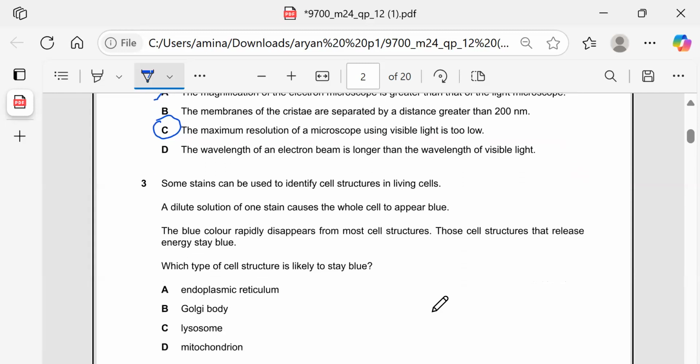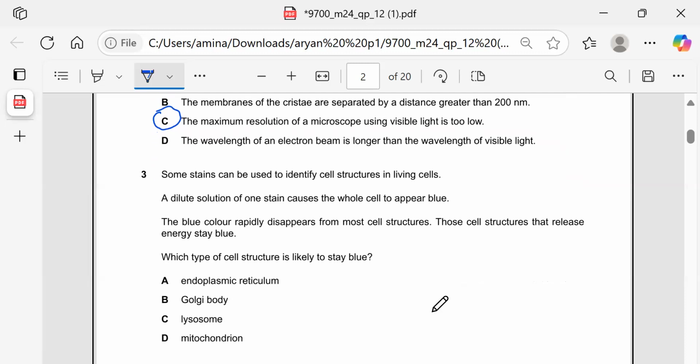Some stains can be used to identify cell structures in living cells. A dilute solution of one stain causes the whole cell to appear blue. The blue color rapidly disappears from most cell structures. Those cell structures that release energy stay blue. So I'm finding the keyword over here: there is a cell structure which is releasing energy and which is staying blue. I have been given 4 choices: endoplasmic reticulum, Golgi body, lysosome, and mitochondria.